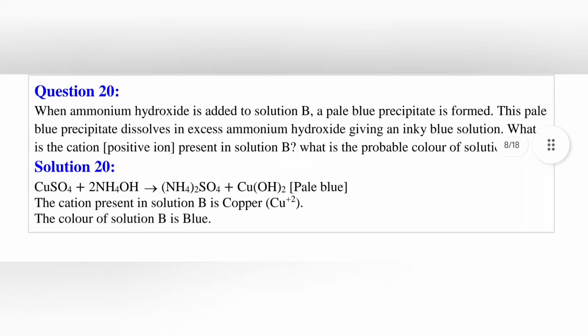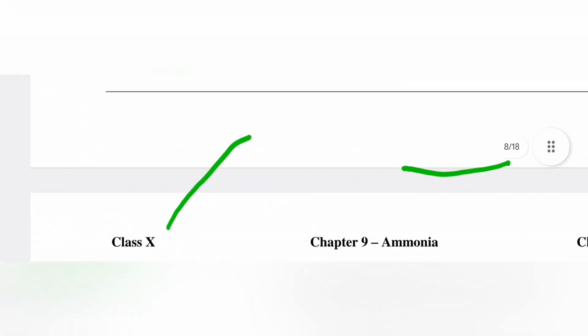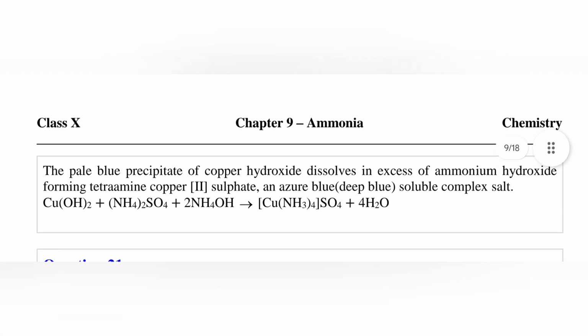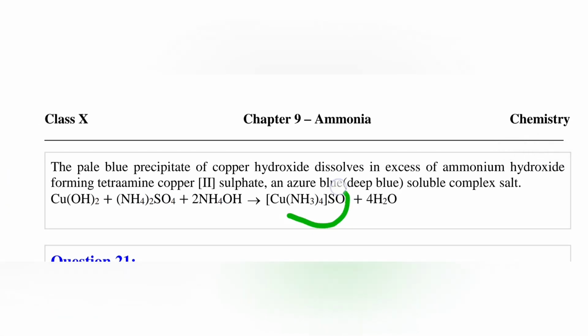Question 20. When ammonium hydroxide is added to solution B, a pale blue precipitate is formed. This pale blue precipitate dissolves in excess ammonia. What is the probable color of B? When copper sulfate reacts with ammonium hydroxide, it gives a pale blue precipitate, but in excess ammonium hydroxide it dissolves because it forms a complex compound.